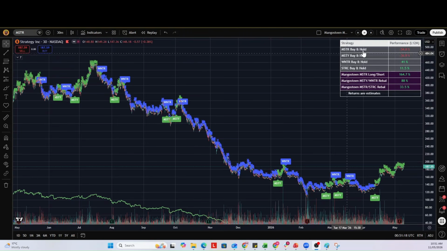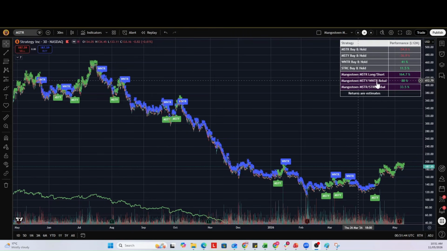So if you were in MicroStrategy, we would be down 55%, which is not ideal. If you are holding MSTY, you'd be down about 37%. If you held Winter through the spread, you'd be up about 40, which is good. And obviously STRC, which is our new entrant, would be at its typical 11.5% dividend income. But Mangosteen strategies, if you were doing this on a unlevered long-short approach, you would have been up about 160%, which would be lovely.